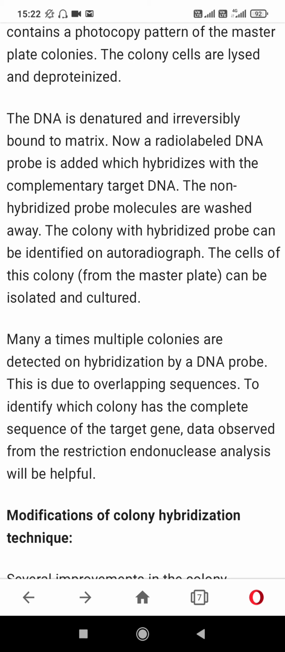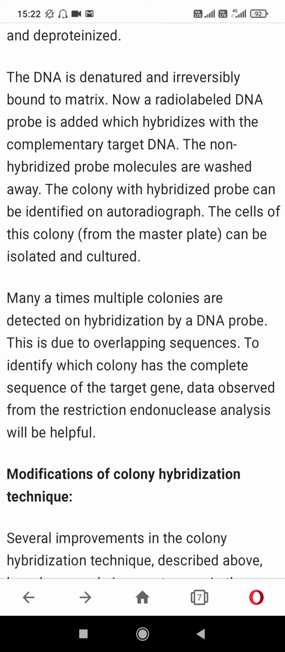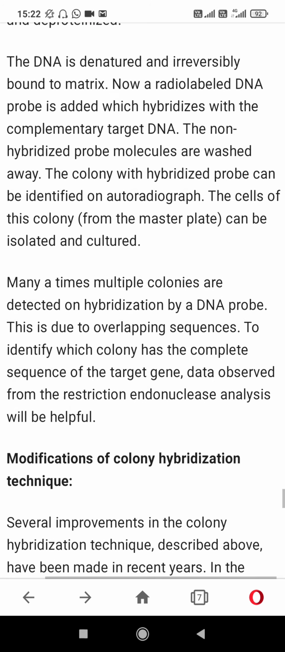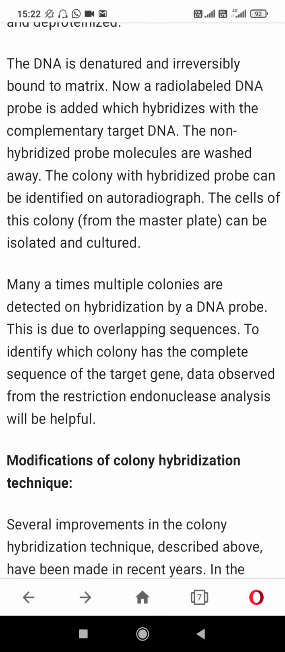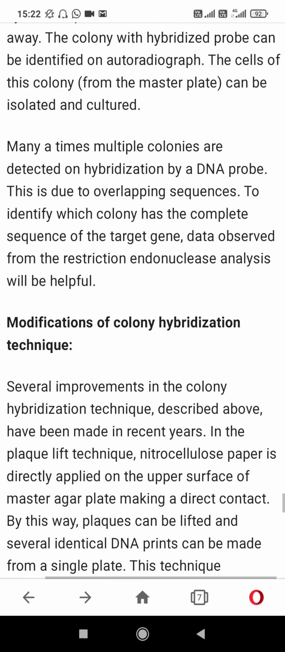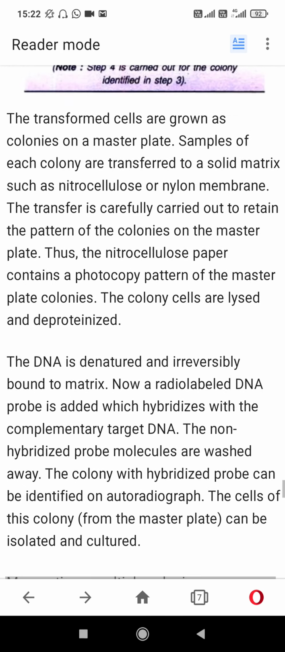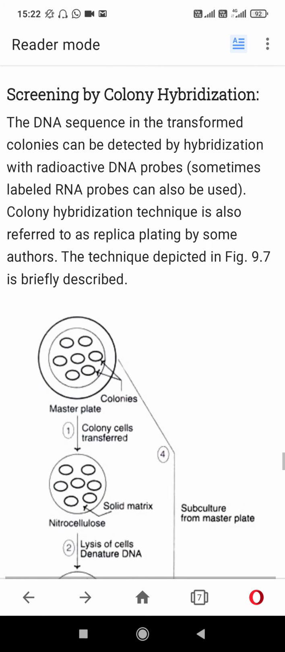So sometimes overlapping colonies, overlapping sequences, can occur, due to which it can give you a mixed result. To overcome this problem, you should observe the data obtained from restriction endonuclease digestion. It will be helpful for detecting them. Now there are modifications of this colony hybridization technique, several improvements. Before that, let us see the picture that has been given, so it will be easy to understand.